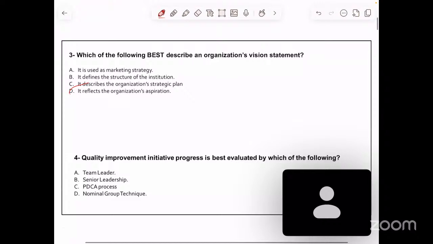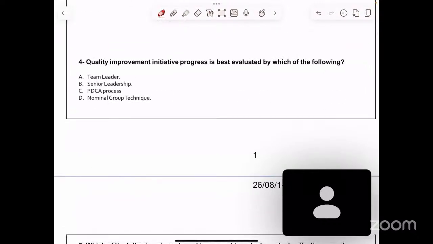Clear? Okay. Number 4. Quality improvement initiative progress is best evaluated by which of the following? A, team leaders. B, senior leadership. C, PDCA process. D, nominal group technique.